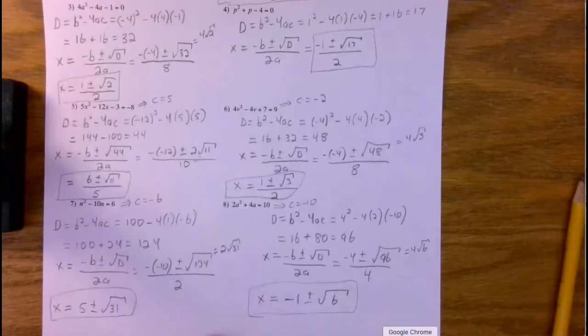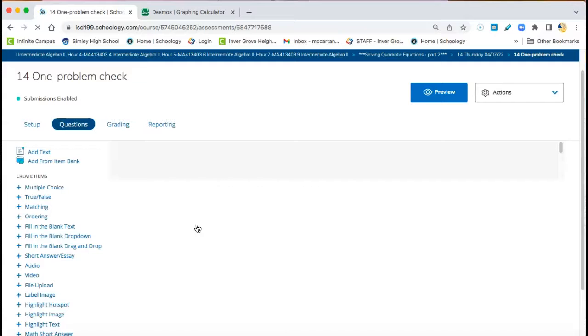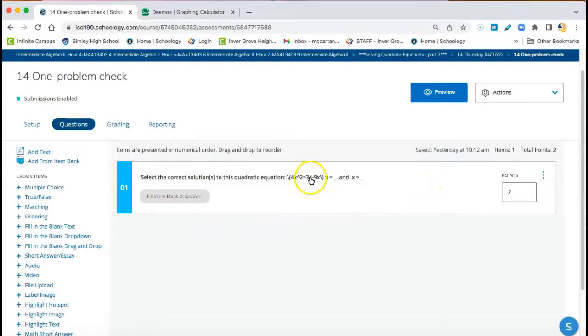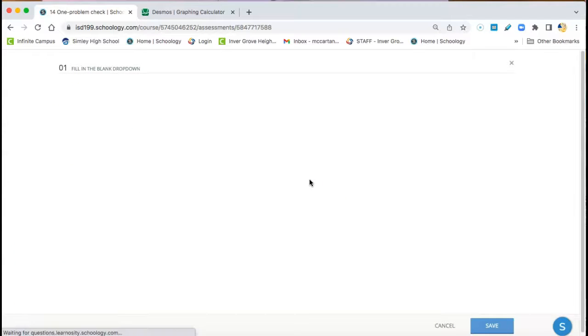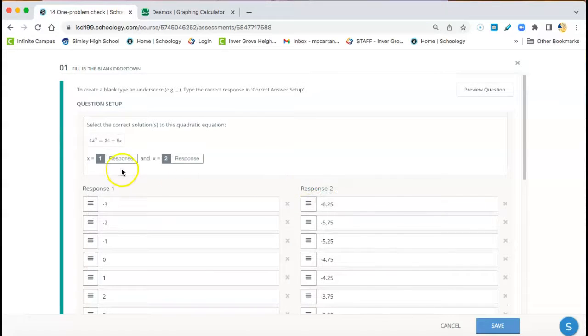All right, let's look at the next part here. That's the one problem check. I'm hoping you can do it. Let's take a look at it. Again, x equals 2 things. You can choose your answer. Get it in standard form first: 4x squared plus 9x minus 34. Then calculate and find your 2 answers.